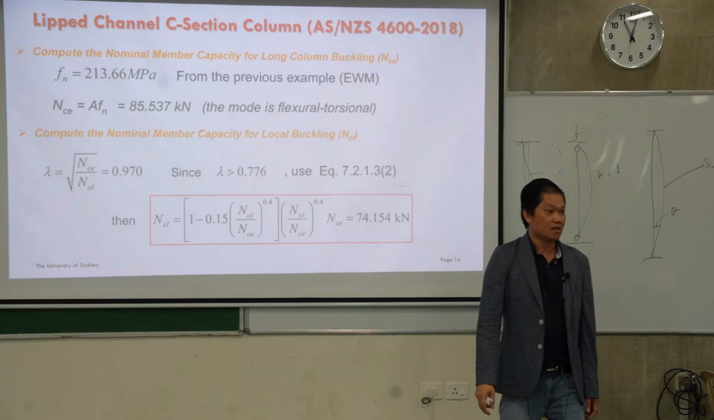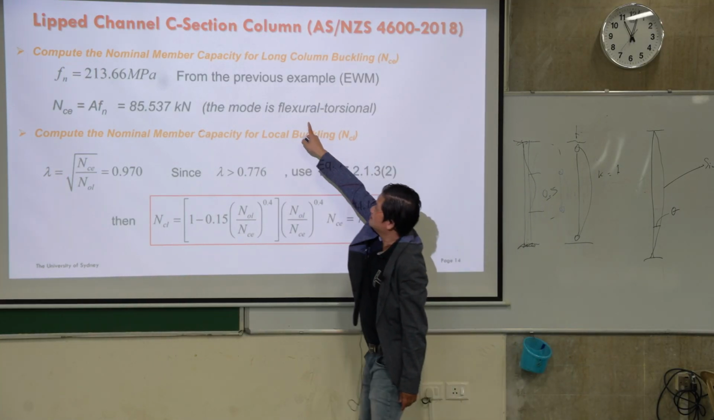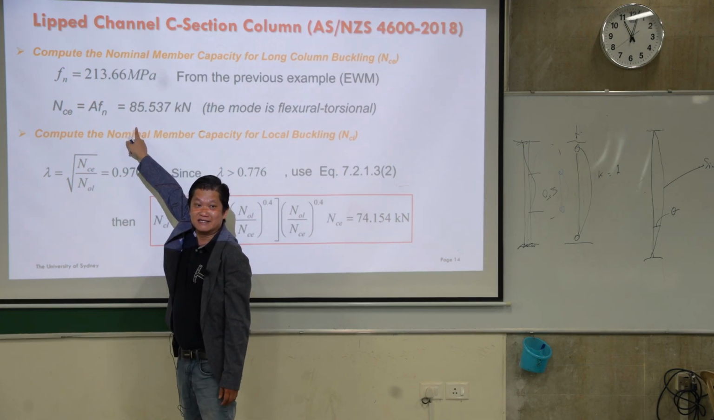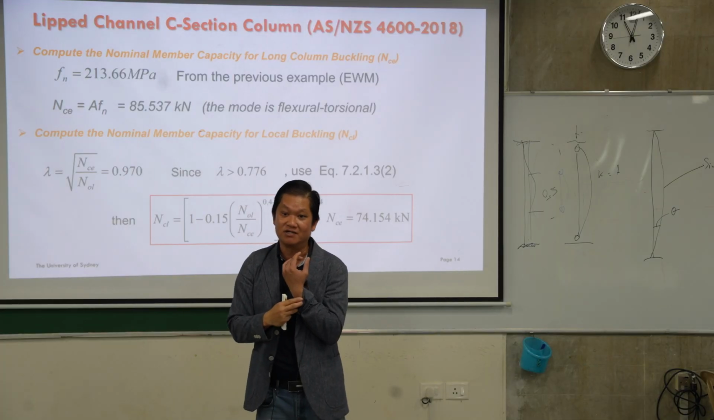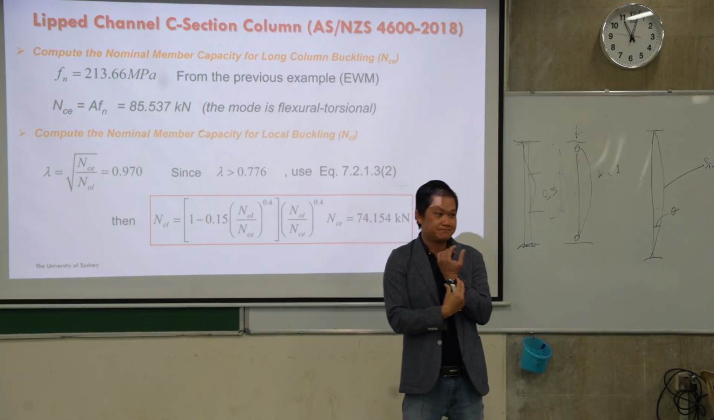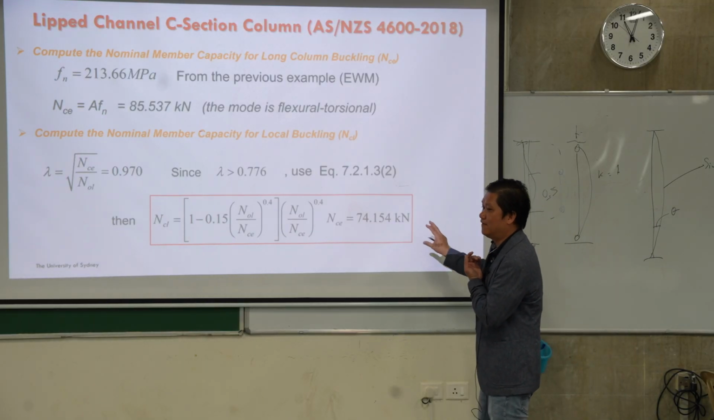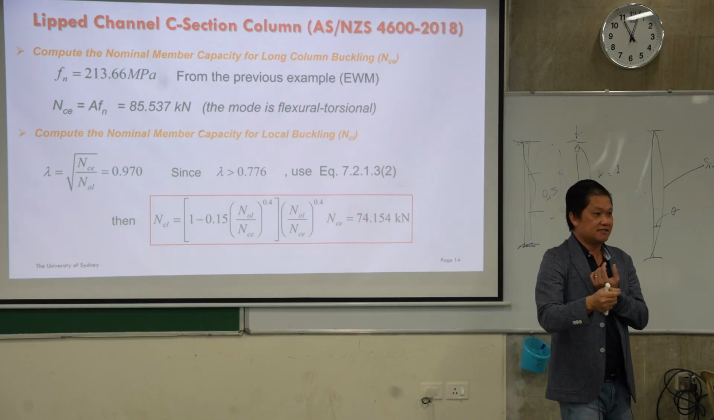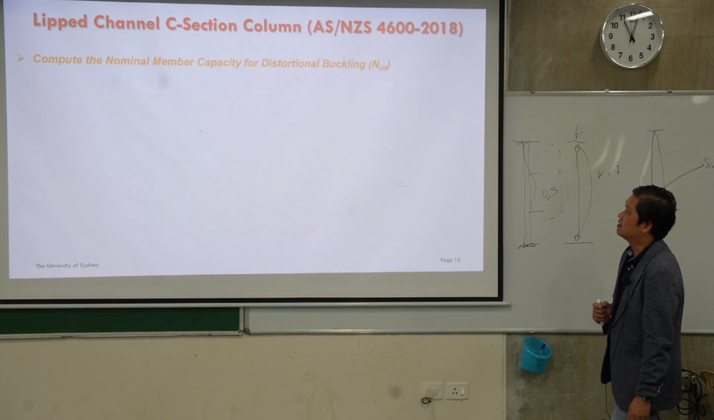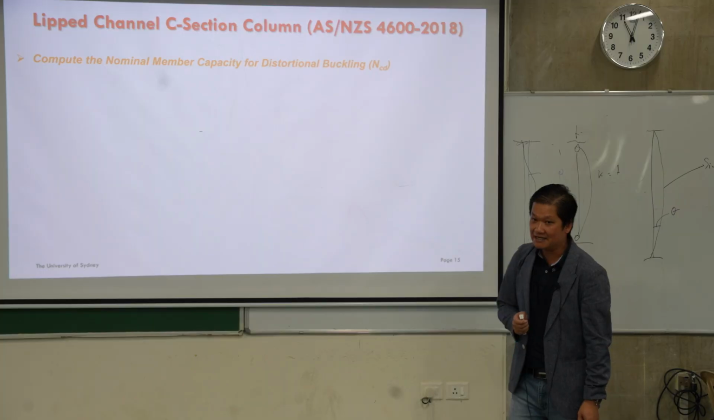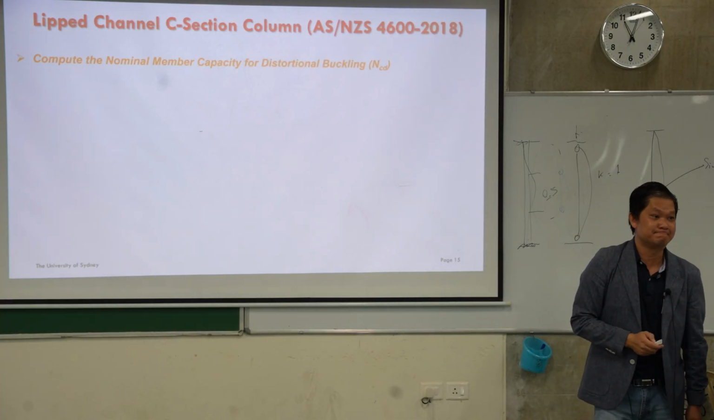74.154. So you can see this first one is smaller than this one. It means that it's going to fail in section capacity, or the combined interaction between the local buckling and member capacity. All right, so we got a first strength, which is the local buckling strength. And now we move on to the distortional buckling capacity, or the distortional buckling strength.